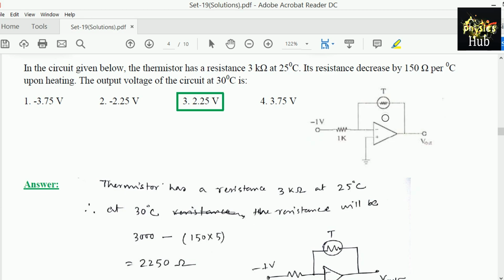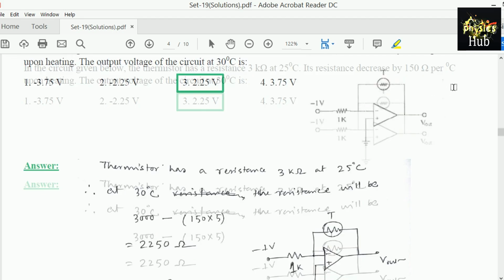Now the thermistor is temperature dependent resistive. Its resistance is temperature dependent. So at a particular temperature its resistance is given, but we have to calculate it at another temperature. So we need to know the resistance at that particular temperature. Now at 25 degrees centigrade the resistance is 3 kilo ohm. Therefore at 30 degrees centigrade the resistance will be 2250 ohm if it decreases at the rate of 150 ohm per degree centigrade.